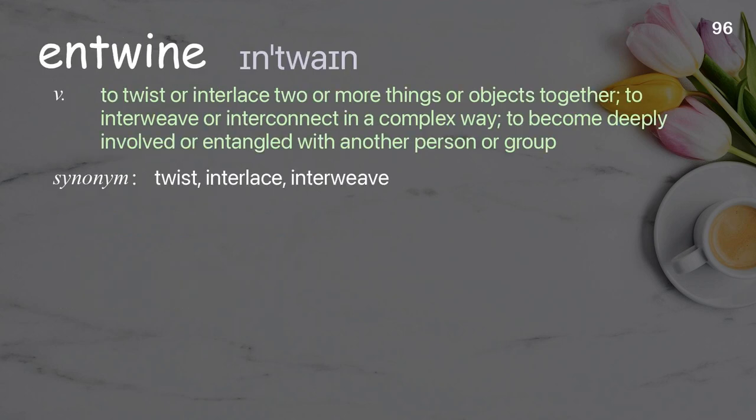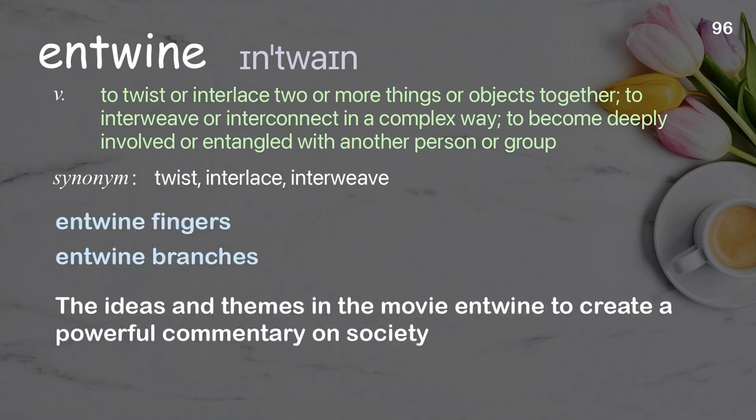Entwine. To twist or interlace two or more things or objects together, to interweave or interconnect in a complex way. To become deeply involved or entangled with another person or group. Examples: entwine fingers, entwine branches. The ideas and themes in the movie entwine to create a powerful commentary on society.